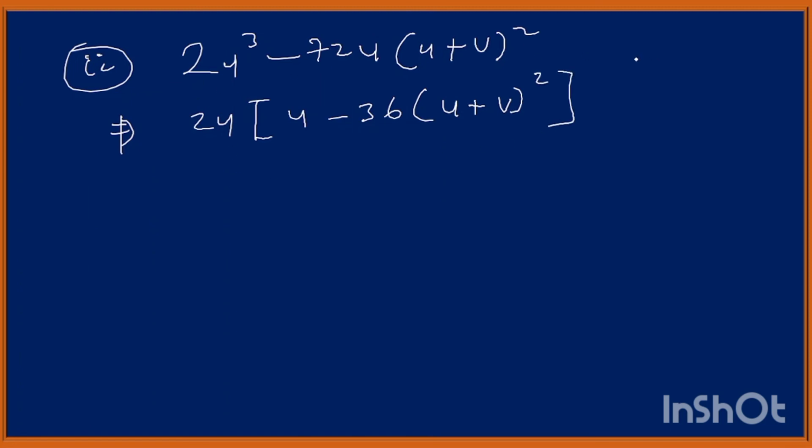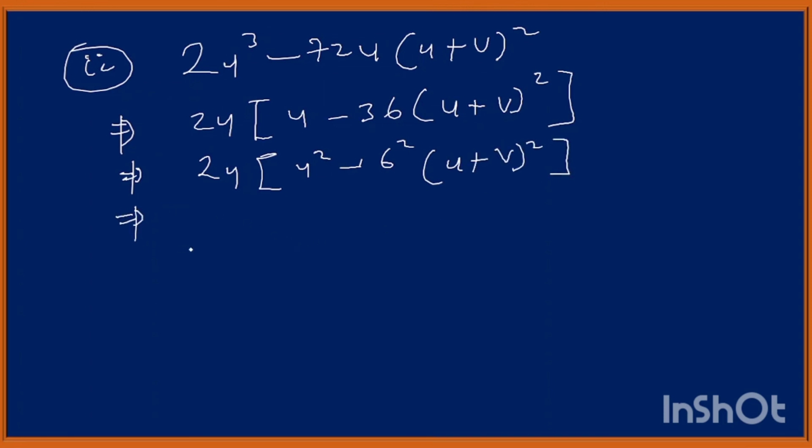I'm factoring out 2u from this expression. So if I factor, what is common there is 2u. So 2u cubed divided by 2u, what will remain is u squared. Minus 72u into u plus v all squared, what will remain is minus 36 into u plus v all squared. So I continue from there. I'm going to have 2u into u squared minus, this is 6 squared, remember, into u plus v all squared.